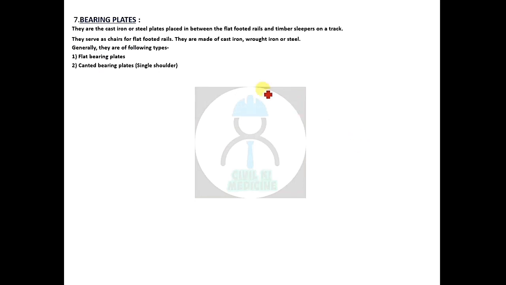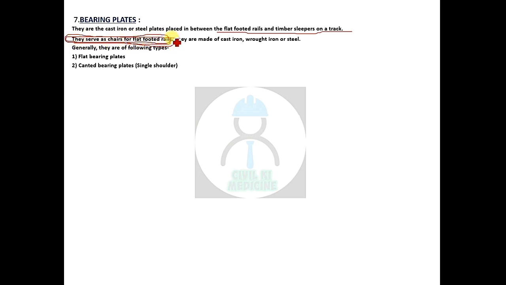Next, number 7, bearing plates. They are the cast iron or steel plates placed in between the flat-footed rail and the timber sleeper. Note down, flat-footed rail and the timber sleeper. They serve as chair for flat-footed rail. So, in case of flat-footed rail, the bearing plate acts as the chair.